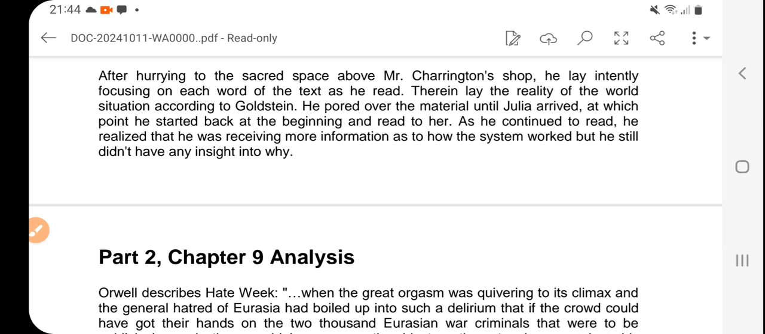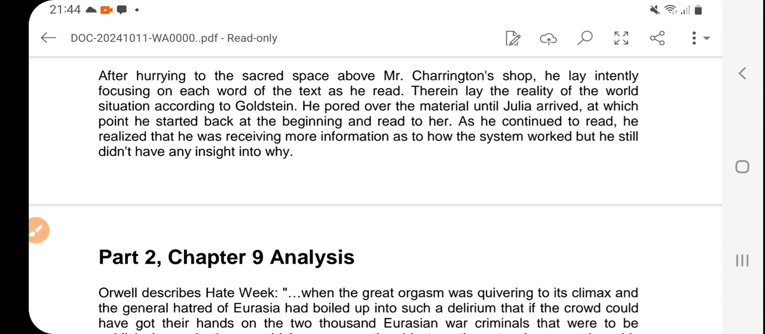As he continued to read, he realized that he was receiving more information as to how the system worked out, but he still did not have any insight into why. So this is all about Goldstein's book, where norms and everything is written.